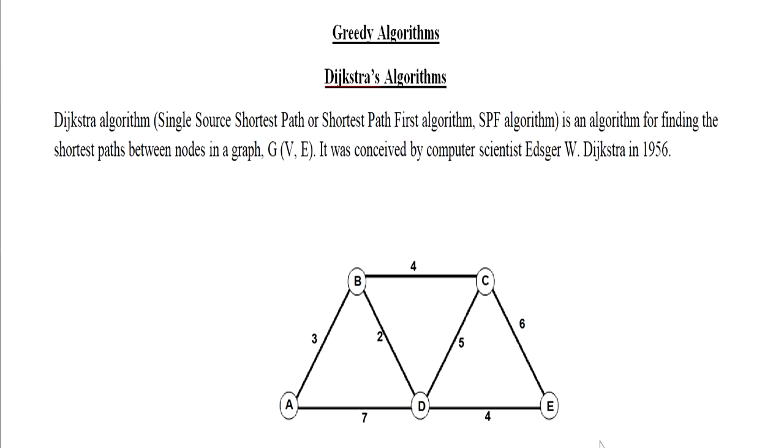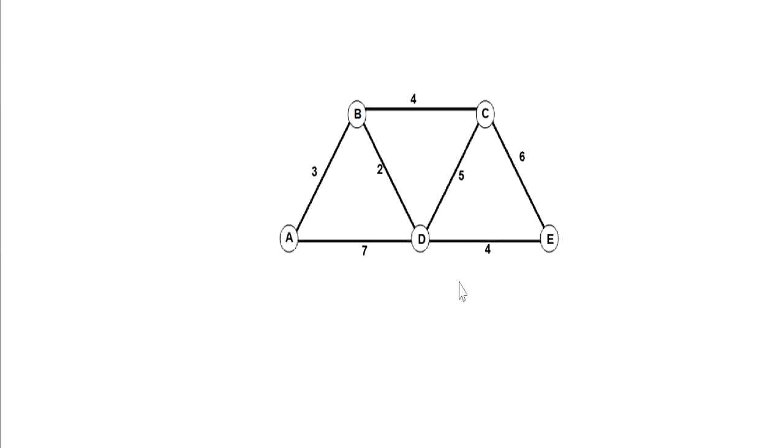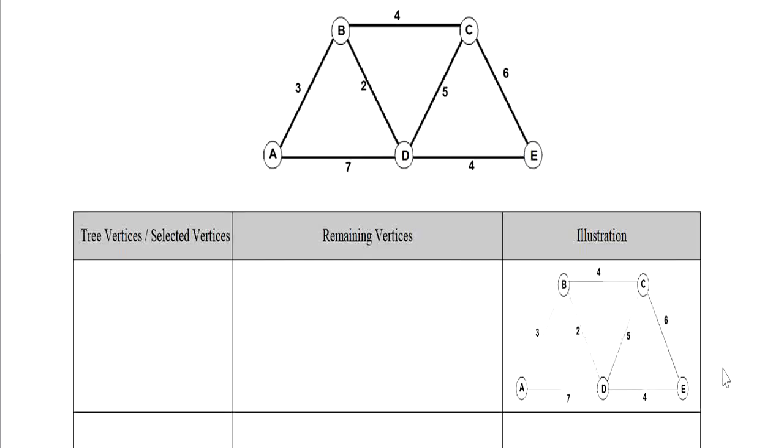We are going to take this graph as an illustration. This graph consists of five vertices A, B, C, D and E, and Dijkstra algorithm is going to work on both weighted directed graphs and weighted undirected graphs. That means it can work on a weighted graph, either directed or undirected. So let's start with the algorithm.